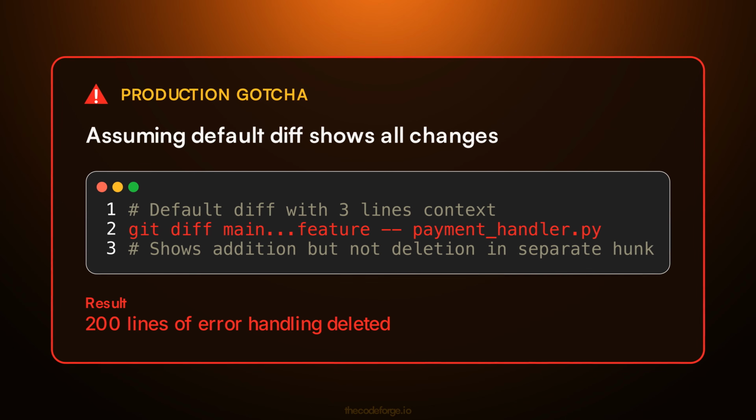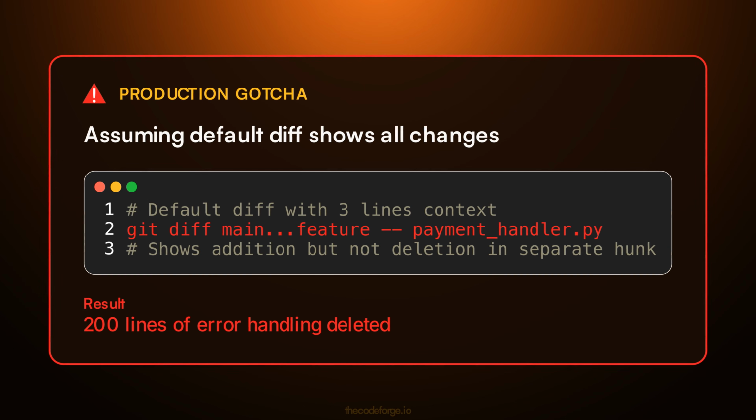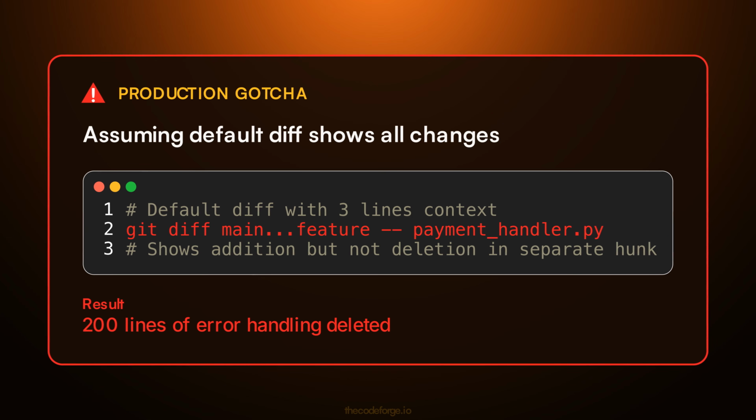The default Git Diff shows only 3 lines of context around each change. If additions and deletions are in different parts of the same file, the deletion may not appear in the diff at all. This is exactly what caused the production incident.